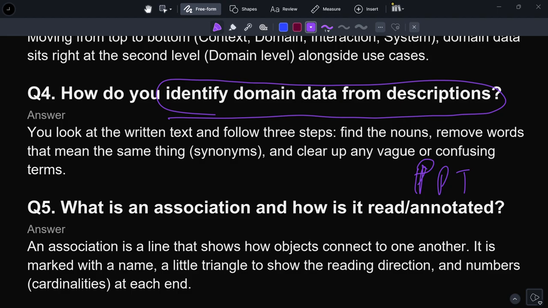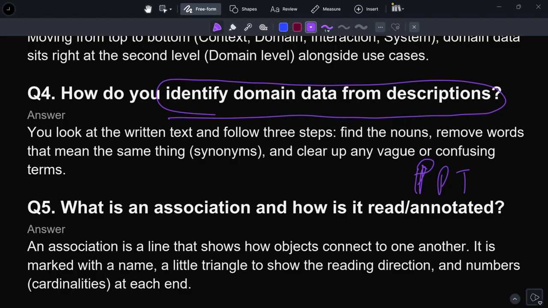You clear up vague terms: replace fuzzy words with precise business vocabulary. Secret code is too vague, so you rename it to the PIN. Account balance is a detail, so you connect it to the main entity, bank account.